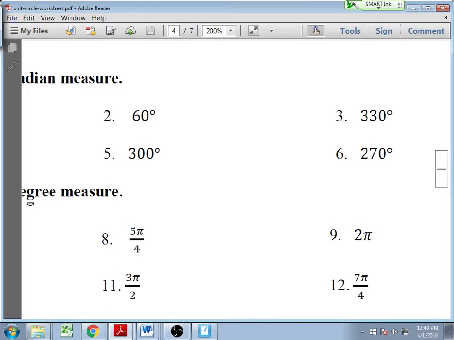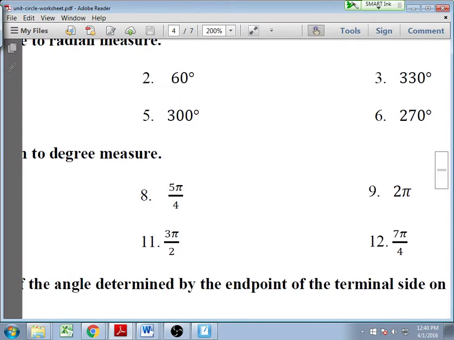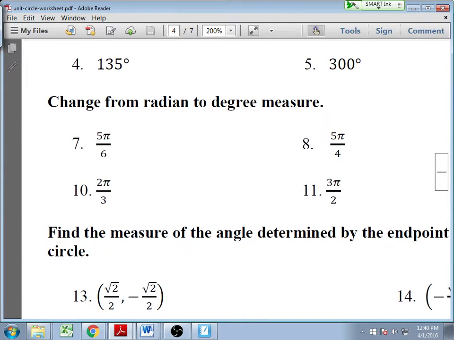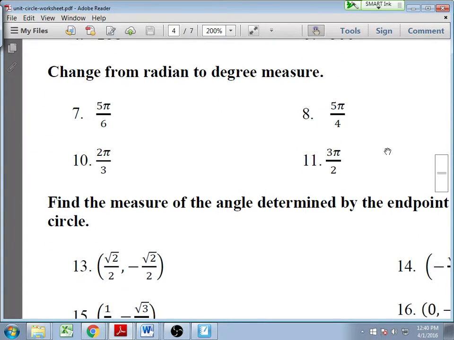If you really like mixed numbers, you can write it as a mixed number. It's okay. Just my math training, we always left it improper. So let's now do 7, 8, 9, converting the other direction from radians to degrees.